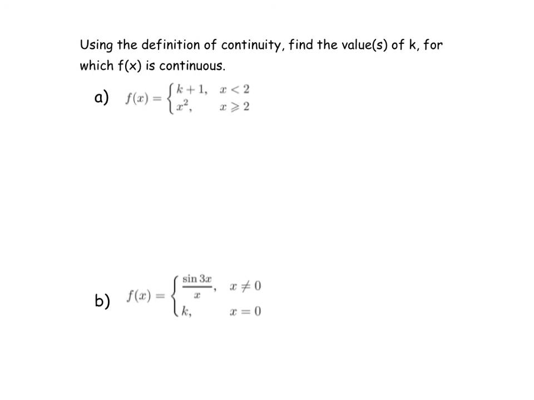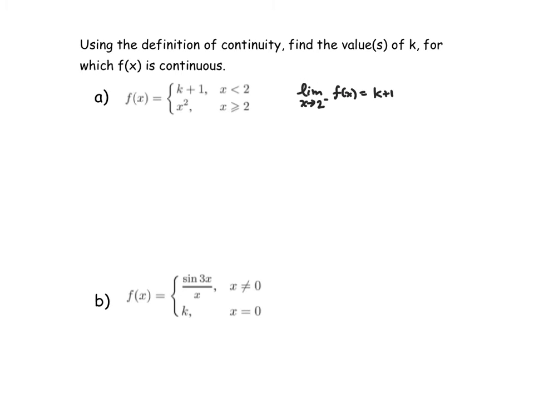Okay, using the definition of continuity, find the value or values of k for which f of x is continuous. So there's clearly a line that's meeting up with a quadratic. What value for k would make the line meet the quadratic at x equals 2? So what I need to do is take the limit as x approaches 2 from the left of f of x, which I know will be k plus 1, right? Because there's no independent variable to plug in at 2.